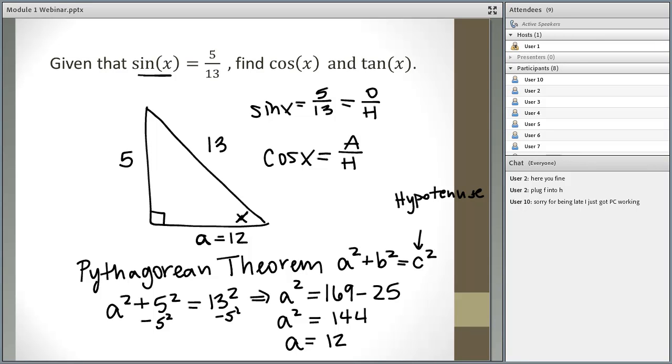So I can use that to find the cosine x. I actually also need that to find tangent x, because tangent x I know is opposite over adjacent. So I have all three sides. So I can combine this and get the values that I'm looking for.